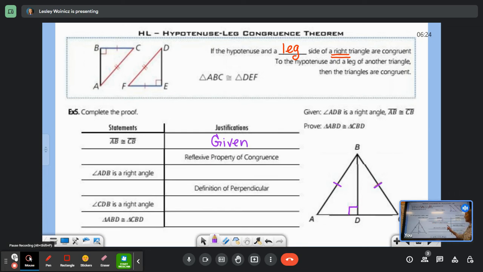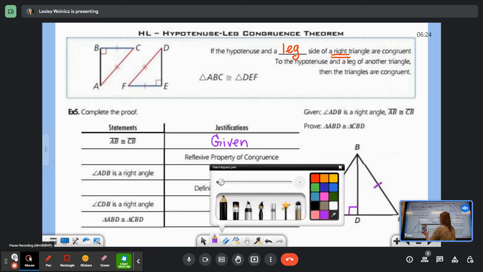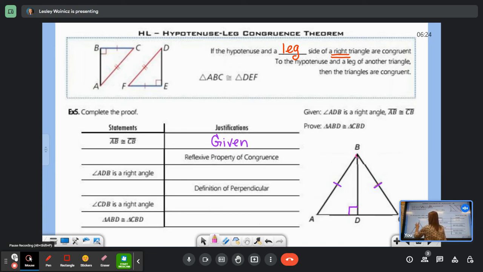Okay, and now it's talking about the reflexive property of congruence. So that must be this side that they share. That side is congruent to itself. So I can say that BD is congruent to BD. And look, the order of B and D in both of the names is the same, so I don't have to worry about flipping the letters around.